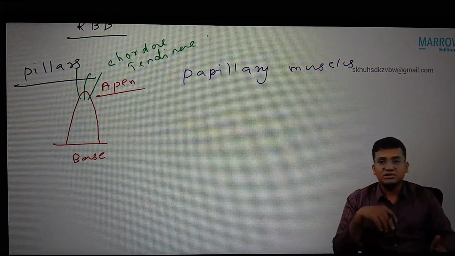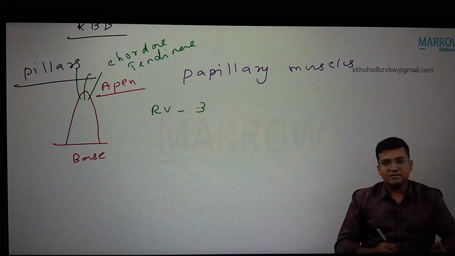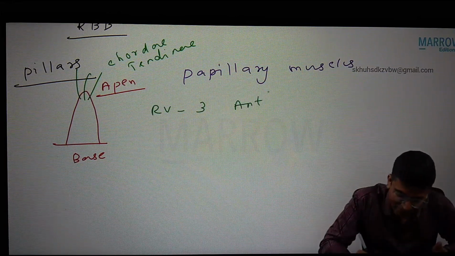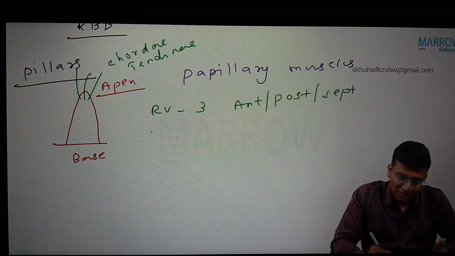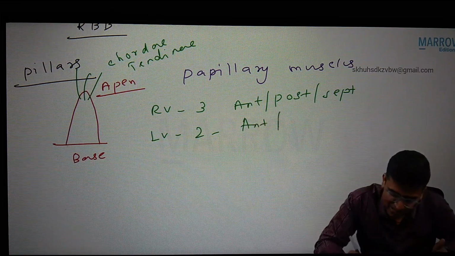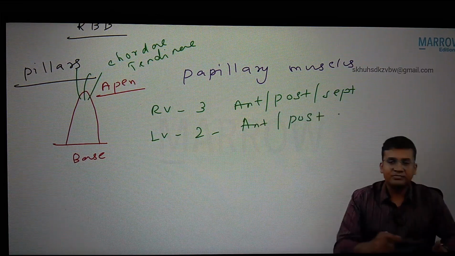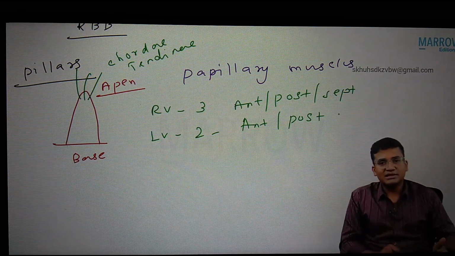Now how many papillary muscles do we have for the right ventricle? The right ventricle has 3 papillary muscles: anterior, posterior, and septal. The left ventricle has only 2 papillary muscles: anterior papillary muscle and posterior papillary muscle. So that's all about the right ventricle.